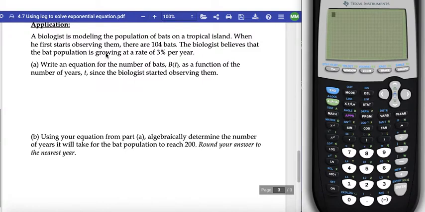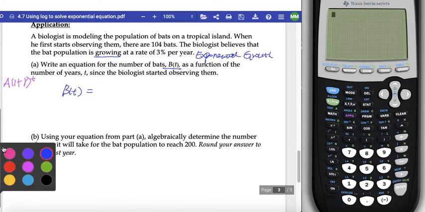As we know, since the population is growing, it's going to be exponential growth, right? Since we are talking about bats, we start with B of t. And remember, let's write down a side note: the exponential growth function starts with the initial number times 1 plus the growth rate, raised to the time. So this is what we do for the equation, right?